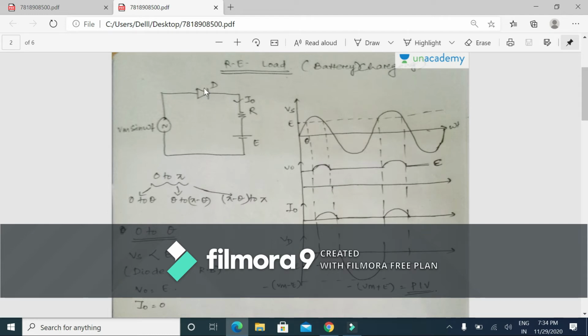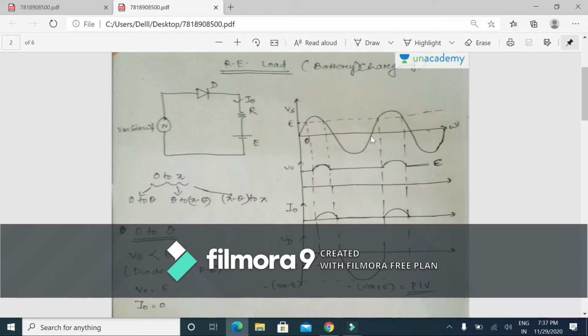Now, when this diode is forward biased, that means from theta to pi minus theta, the output voltage will be equal to Vs. Peak of this voltage will be exactly at the same peak, that means at pi by 2. That is the peak of the source voltage. From pi minus theta to pi, the diode is reverse biased. If diode is reverse biased, that means no current will flow in the circuit. If no current will flow in the circuit, the output voltage will be equal to this load voltage, that is E. Again, I am representing this by E.